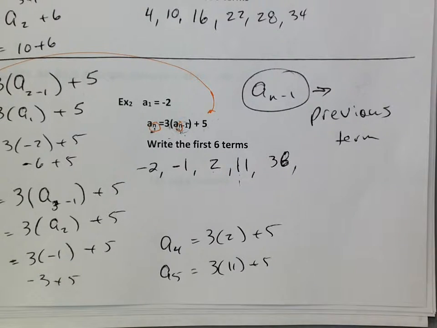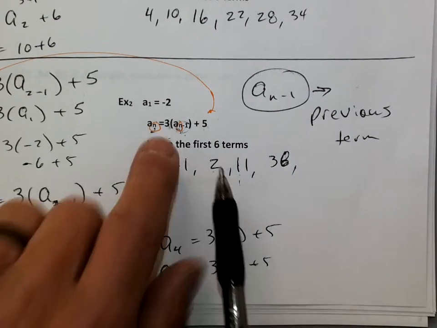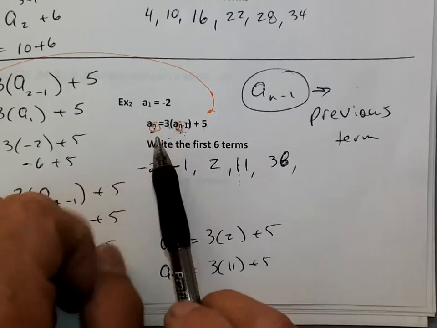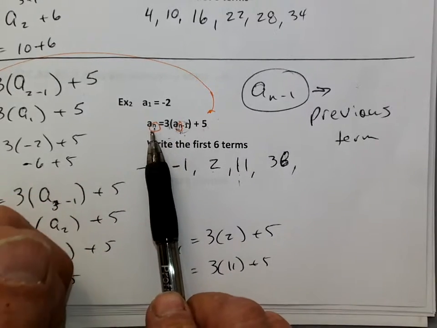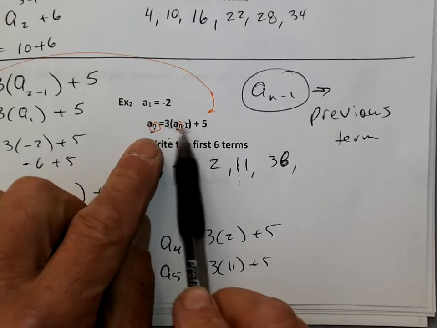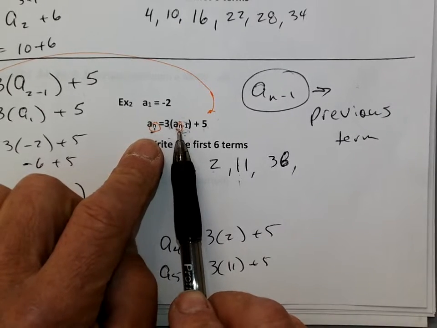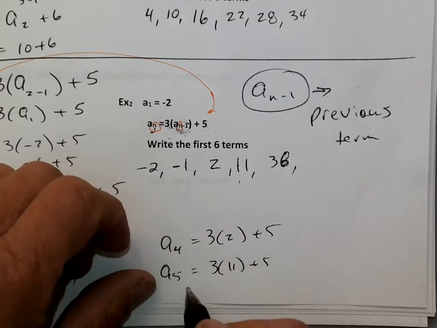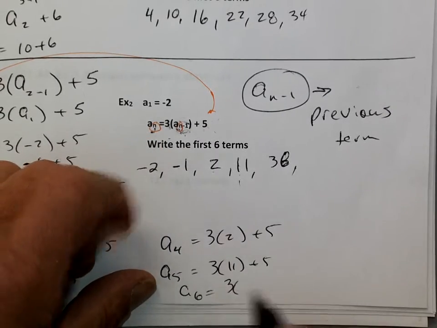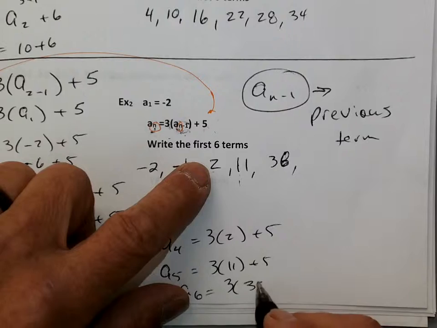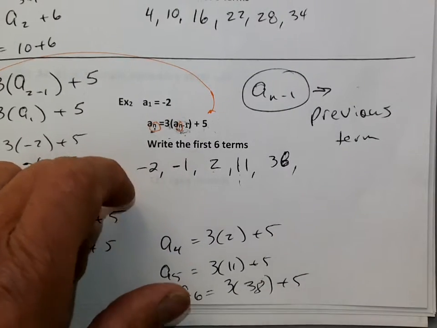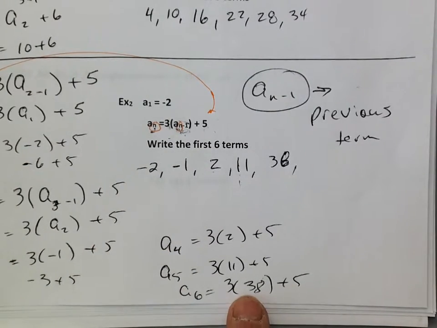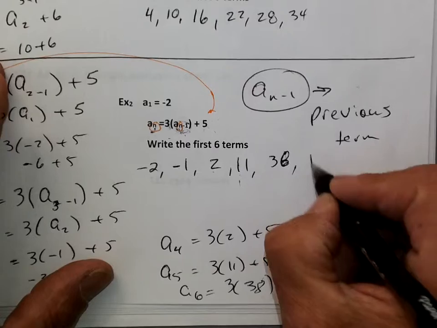Now think about this. If I want to make the 6th term, I'll take 3 times the 5th term and then add 5. See how easy this is getting now? So I'll make 3 times my 5th term, which is 38, plus 5. Let me use my calculator. I'm not going to believe anybody anymore. 3 times 38 plus 5 is 119.